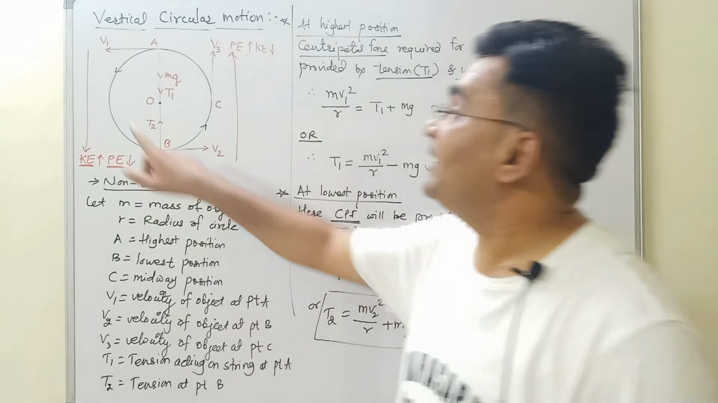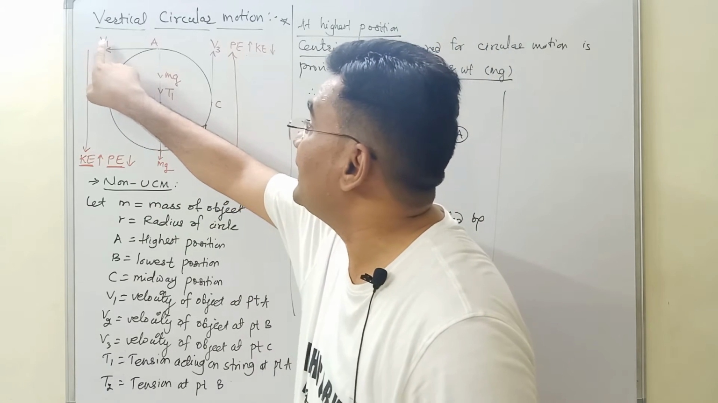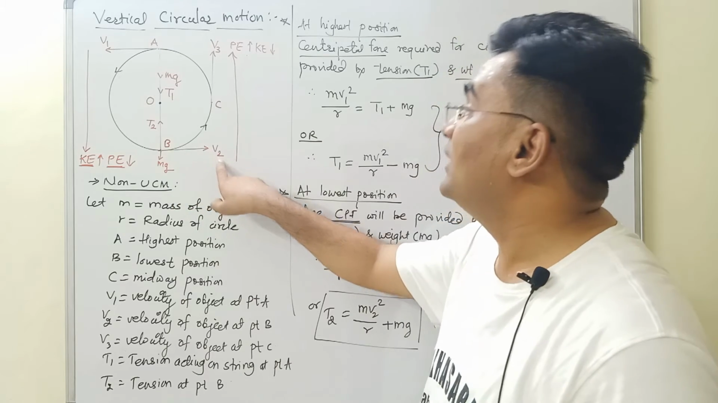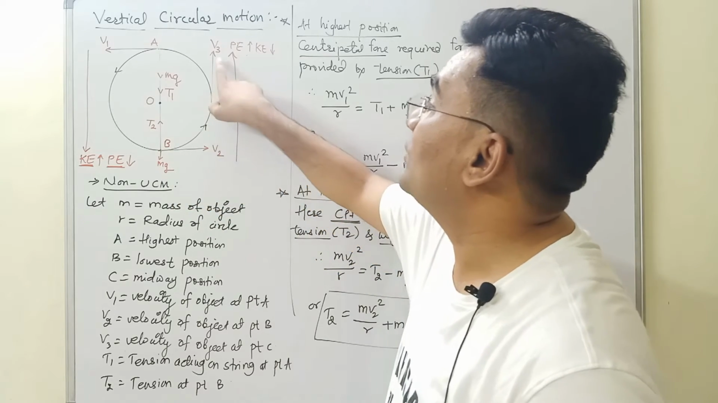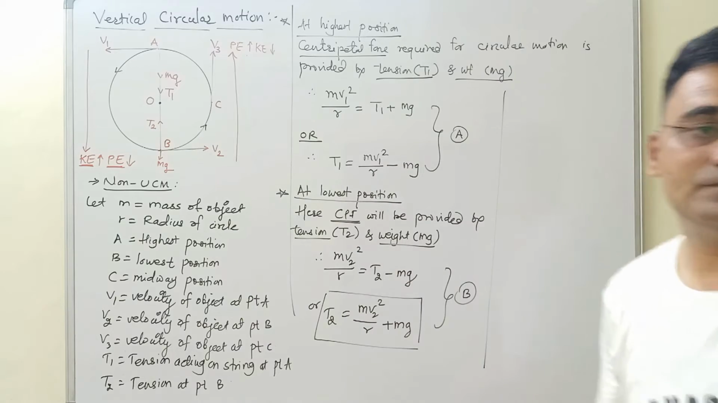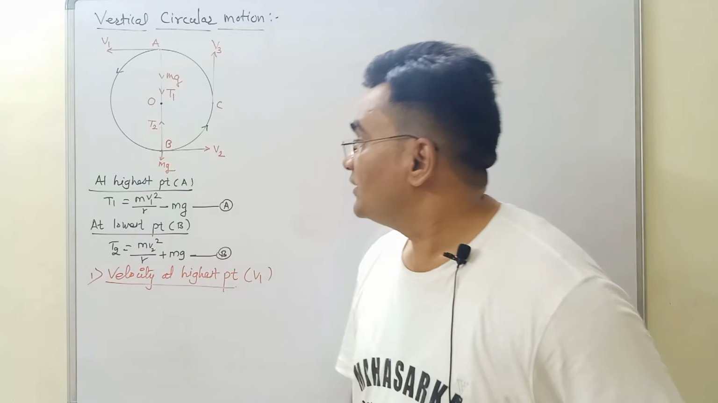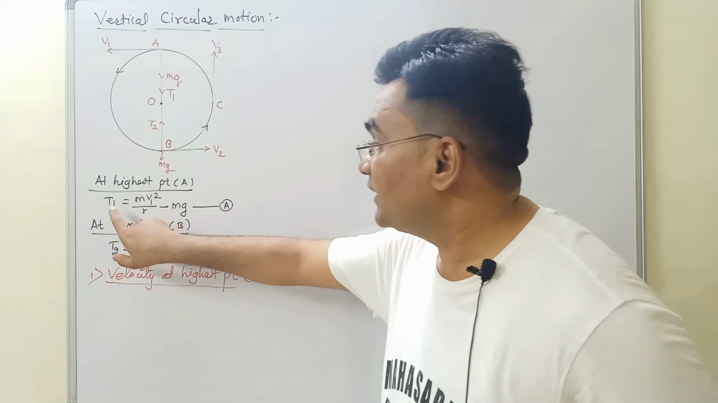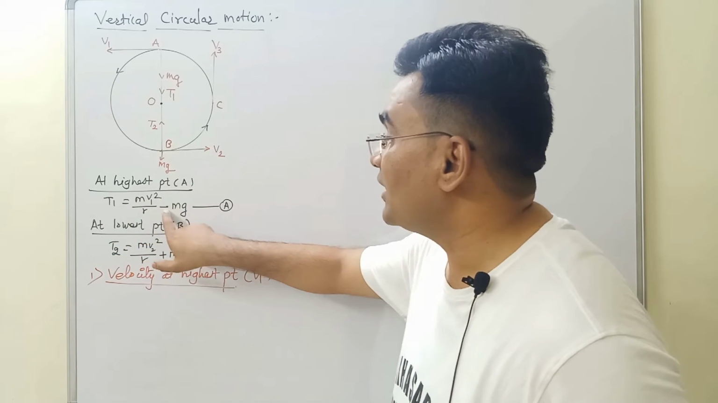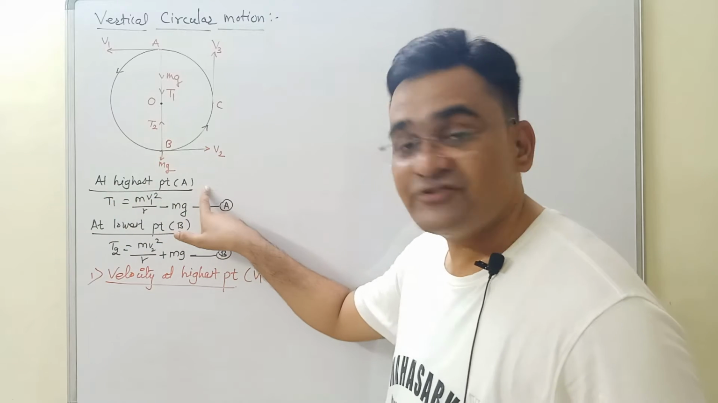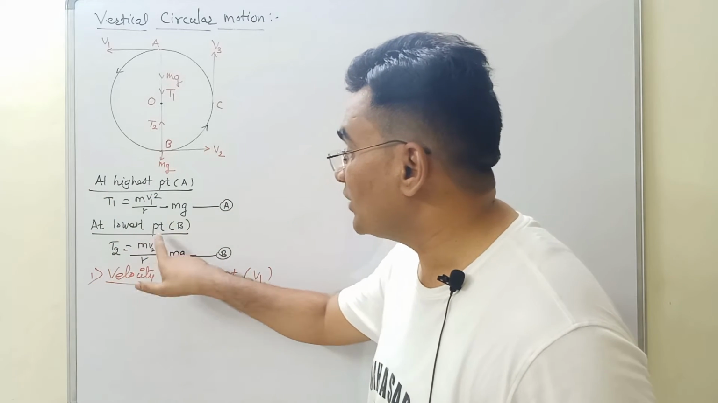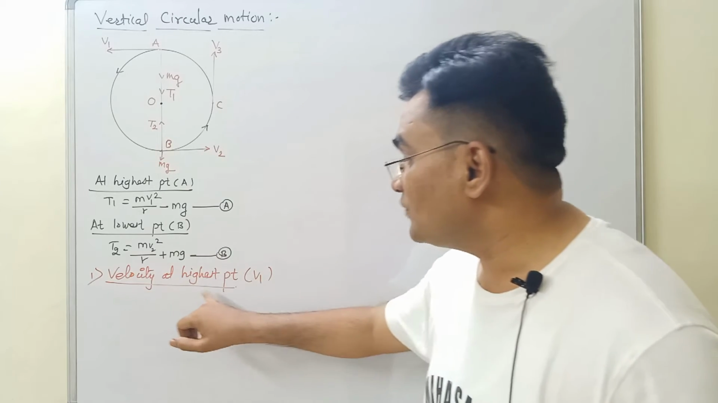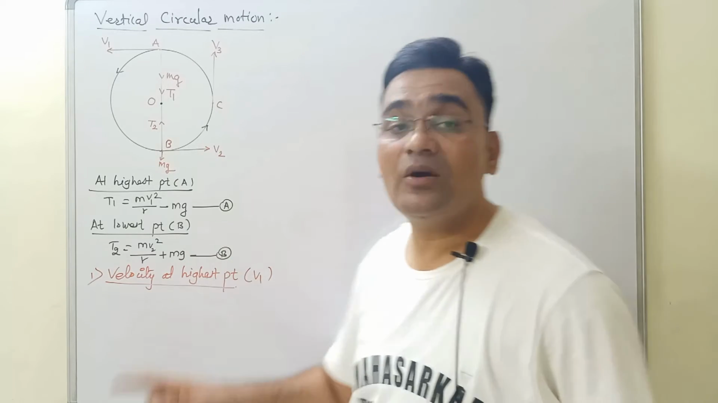Now we want to find out the velocities of the object at point A, that is the value of v1, at point B, that is the value of v2, and at point C, that is the value of v3. So let's find it. I have erased the board and written the important formulae that we learned now. T1 equals mv1 square upon r minus mg, which is for the highest position. T2 equals mv2 square upon r plus mg for the lowest position. Now we are interested in finding the velocity at the highest position, that is the value of v1.